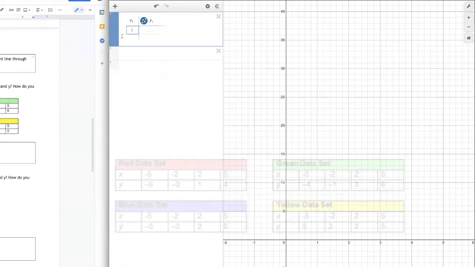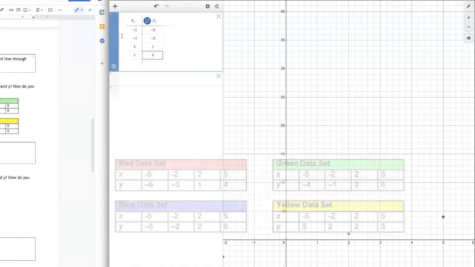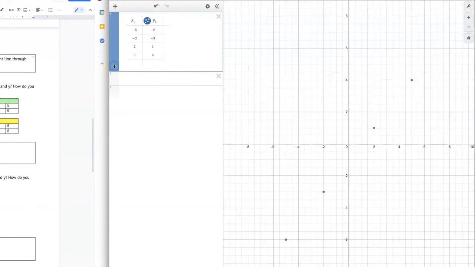And here we go. -5, -2, 2, 5, -6, -3, 1, 4. And then let's click the little zoom fit. And it kind of looks like this is going to go below the origin. It looks like it's going to cross right down here. Do you see that? So I don't think that the red data set is a proportional relationship. So let's close that one.